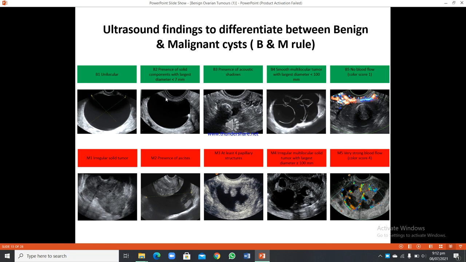Presence of solid components with a largest diameter of less than 7 cm; B2, B3 presence of acoustic shadows; B4 smooth multilocular tumor with largest diameter less than 100 mm; B5 no blood flow, that is color score 1. Here, M1 irregular solid tumor, M2 presence of ascites, M3 at least 4 papillary structures, M4 irregular multilocular solid tumor with largest diameter more than 100 mm, M5 very strong blood flow, that is color score 4, you can see.